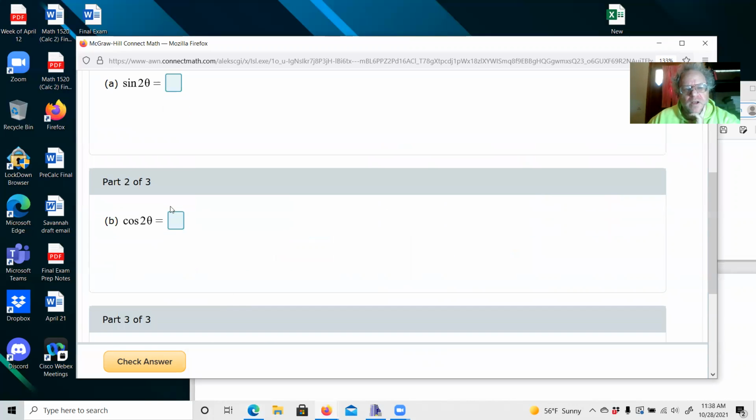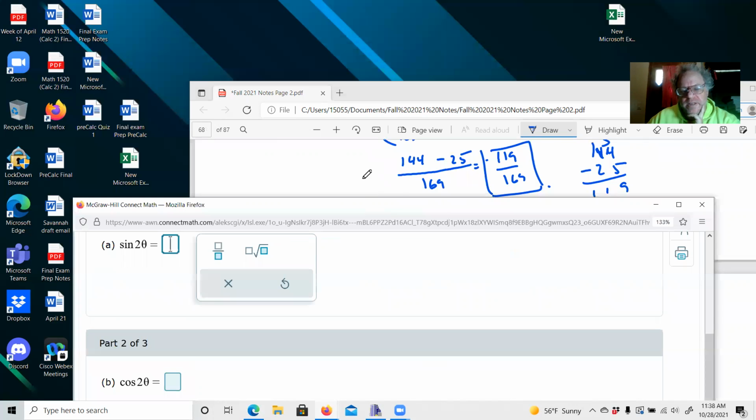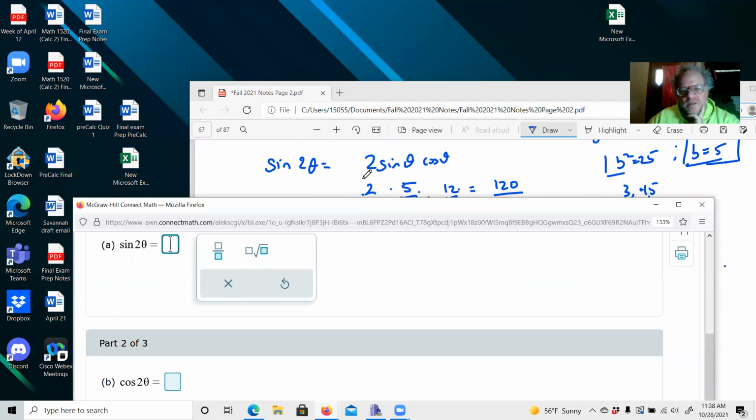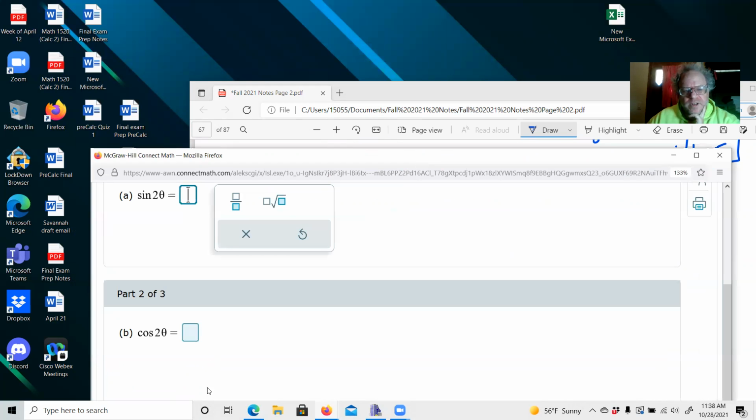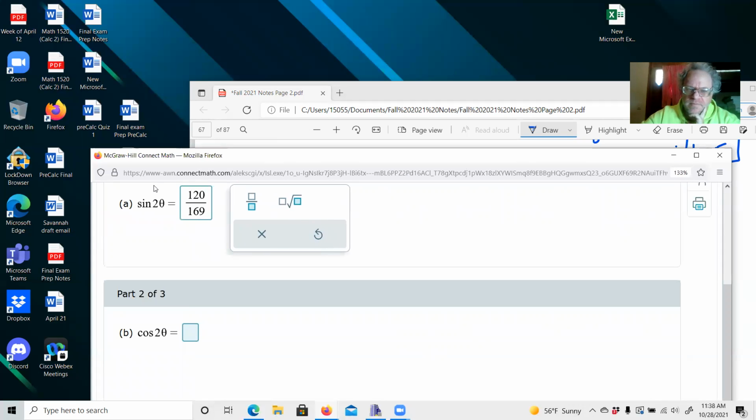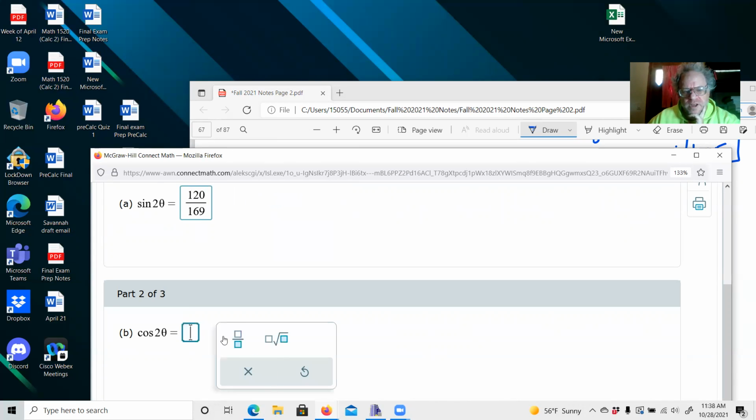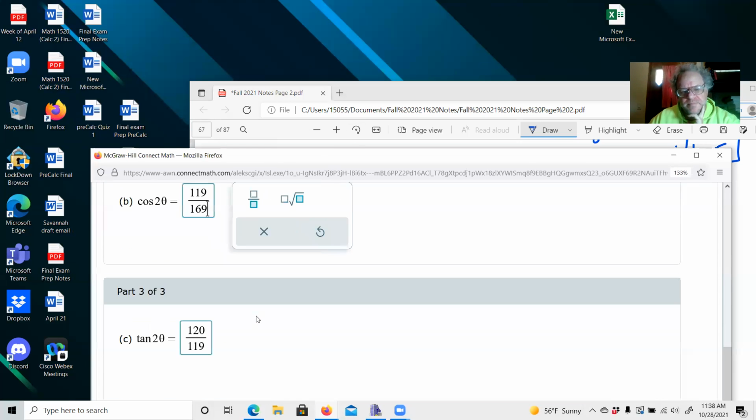On all the empty boxes. Oh, we didn't do these. All right. So our sine is 120 over 169. And our cosine was 119 over 169.